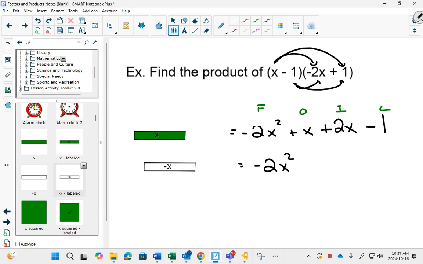Combine my like terms. X plus 2x gives me 3x's minus 1. So my first ones are here, my last one's here, my outside and inside got combined again. This pattern is going to be super important once we start to factor. Because we're going to have to try to break this up into an original one. And I want to do that so bad right now, but we have to practice multiplying first.